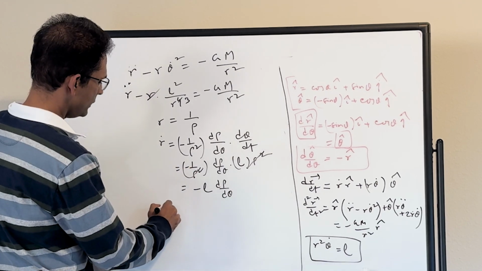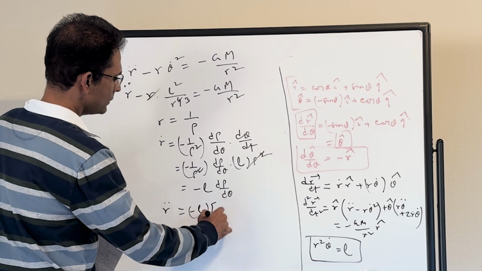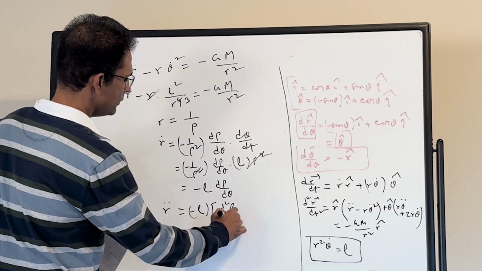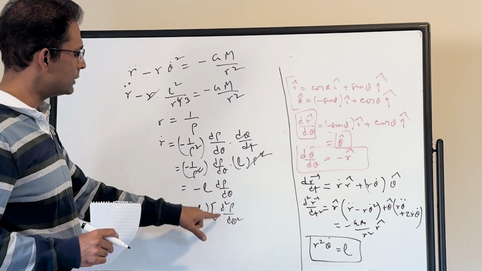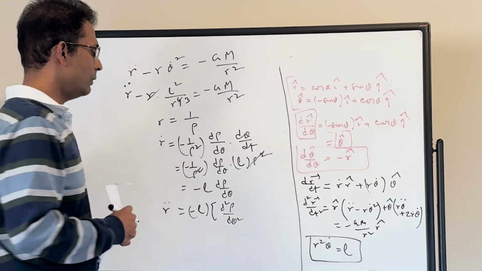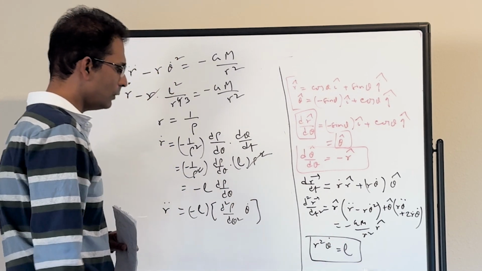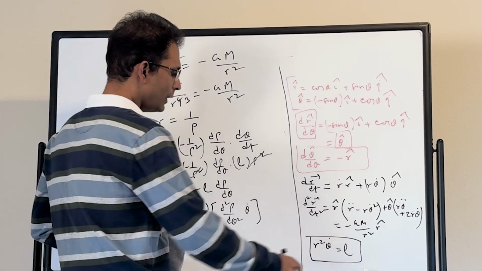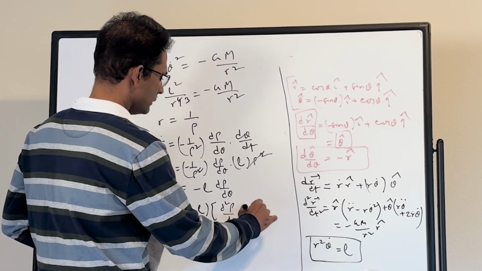One more derivative, right? I need to do r double dot. So minus L is there as it is, and I'll write this as d2 rho/d theta squared. Once again, I'm using the chain rule: I'm first taking the derivative with respect to theta, and then d theta/dt, which is theta dot, and theta dot is once again L over r squared, and that means L times rho squared.